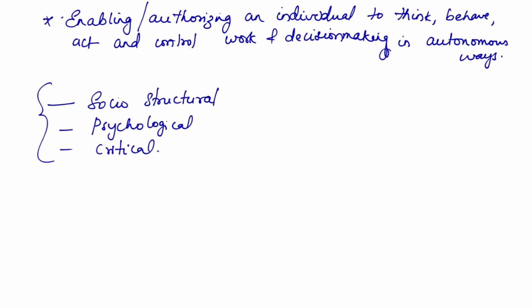So there are these three theoretical approaches to empowerment as per our textbook. The first is the socio-structural perspective, which concentrates on redesigning or advancing organizational policies, practices, structures, and so on to provide power, authority, and influence over the work of employees.